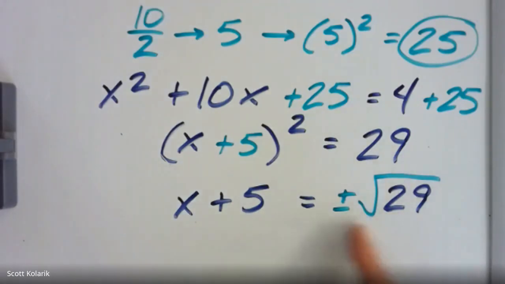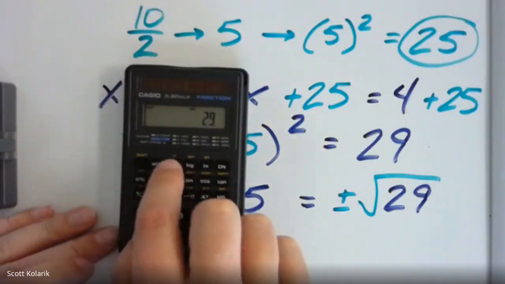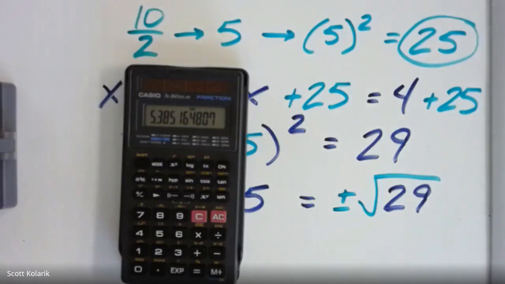But typically for this kind of problem, what you will be asked to do is either put it in exact form, or more commonly in Big Ideas, they're going to ask you to round this answer to whatever place. That might be the 100th place, that might be the 10th place, whatever it might be. But the thing to keep in mind here is that this is going to be positive or minus. So if I were to take the square root of 29, just to show you on a calculator what I would get, I get 5.39-ish. Okay, about 5.4.